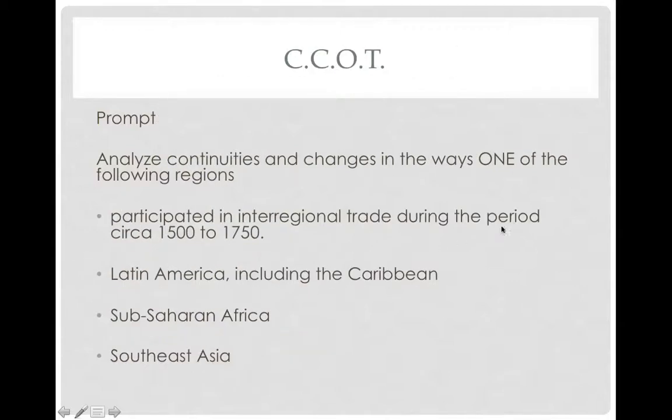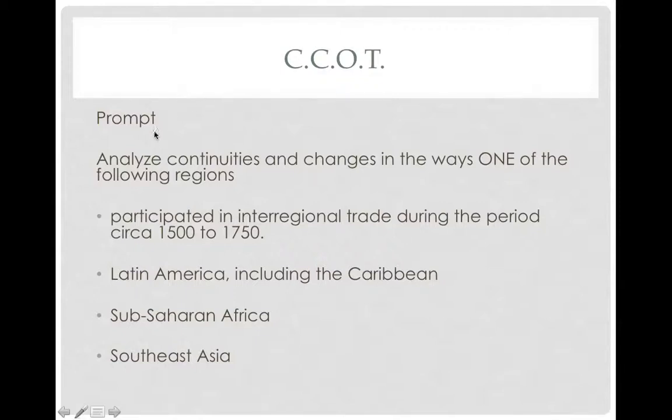The second type of essay is the CCOT, which stands for Changes and Continuities Over Time. The question is asking you to do exactly what the title says. It wants you to take a region of the world during a specific time period and identify things or themes or patterns that stayed the same and others that changed.